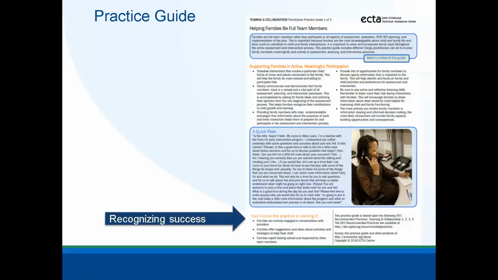And then lastly, even though it's a small piece on the practice guide, you see it visually, it would be easy to kind of skip over it. But it's so, so important. We call this section, you'll know the practice is working if. Again, it gives you indicators or outcomes to know that you've been successful in using this practice. Again, it's something that a lot of times we overlook, but it's so key. It's those family and child outcomes that we want to see happening through the use of the practice.